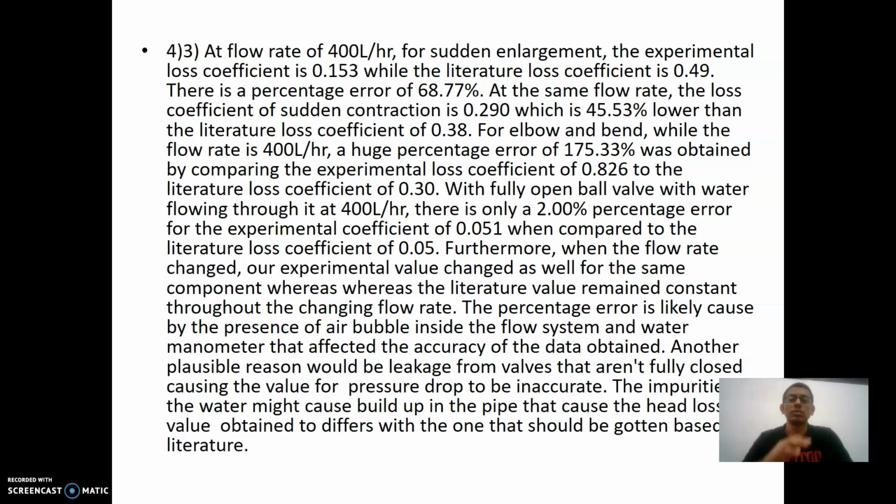Okay, so for the literature value, all the KL factors remain constant, but for us, there was a percentage error because of the air bubbles inside the flow system and the water manometer, which could affect the accuracy of the data obtained.